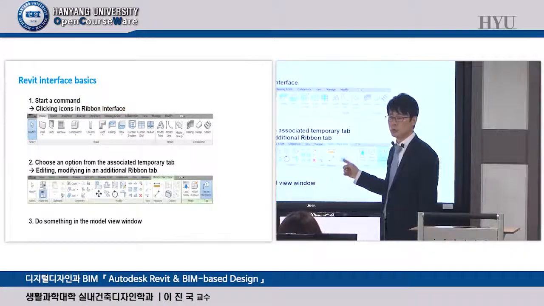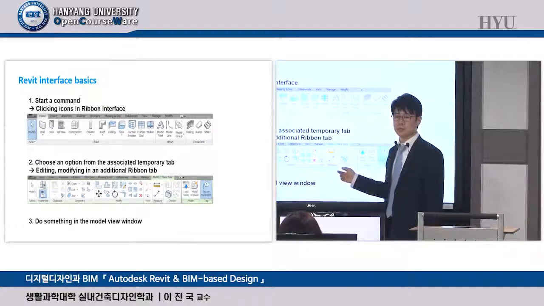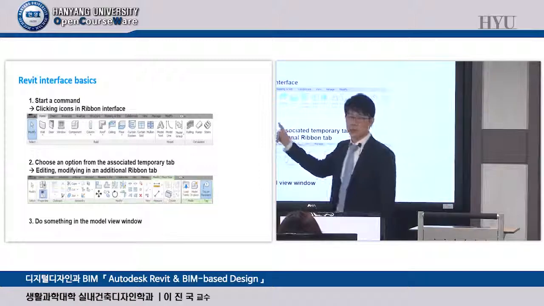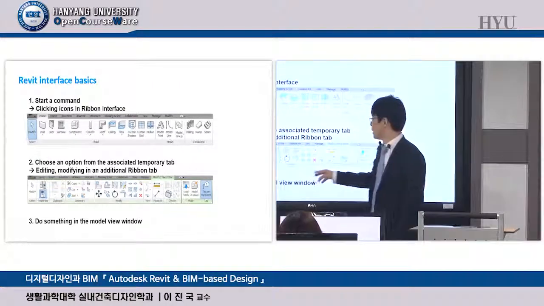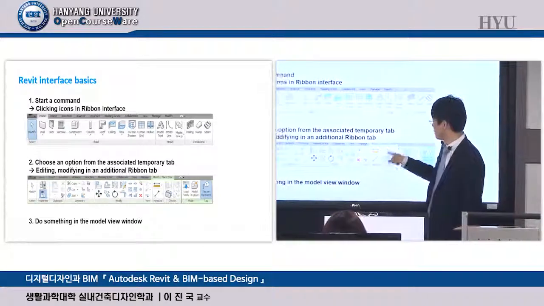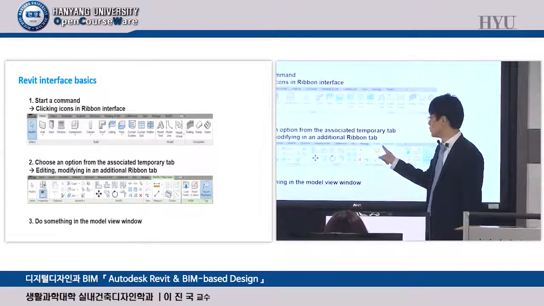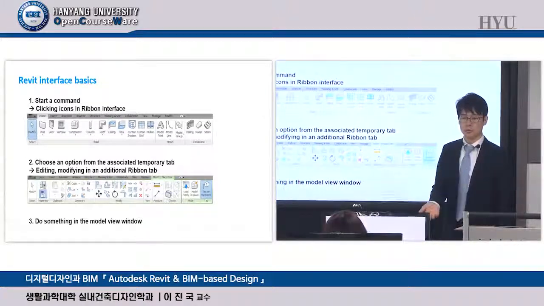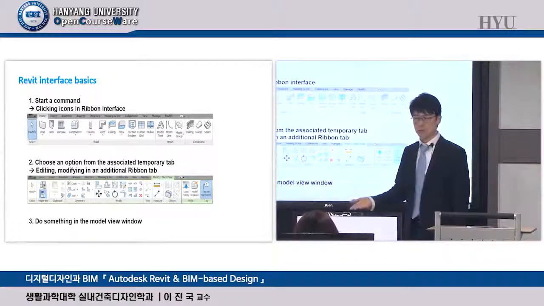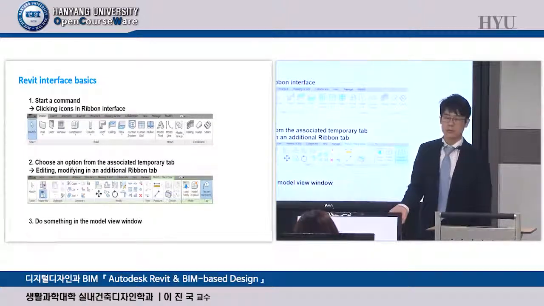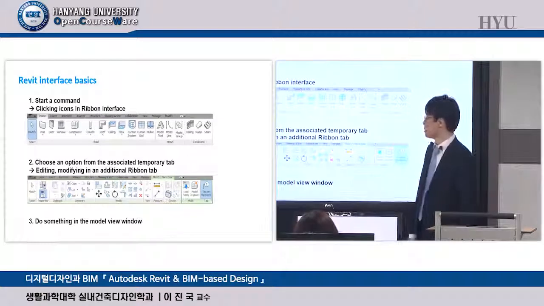Another thing you need to know is that this is a dynamic interface. That means if you select something or click something, a new ribbon interface will pop up like this. If you click a door, this will show you something about doors and modification for doors, okay? So whatever you want to do, don't just look at the screen, just click or do something, and then this will display options for further work, okay?